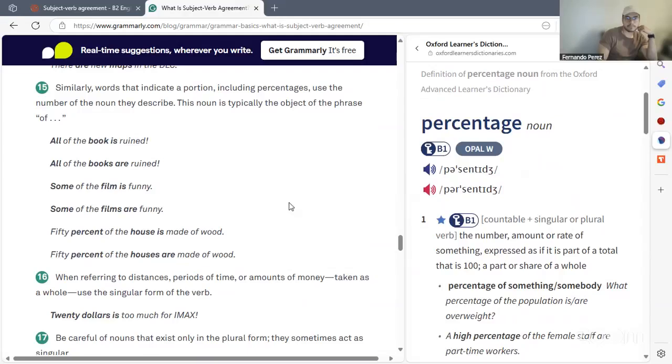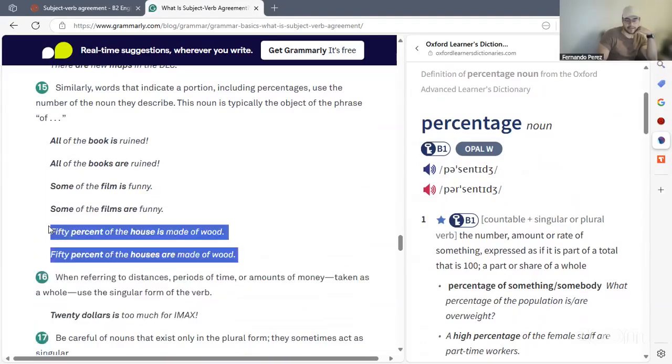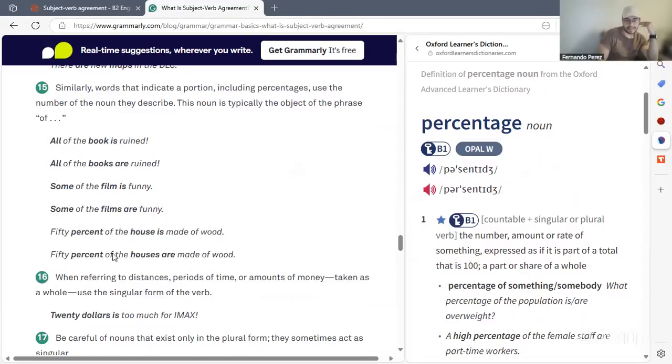All of the book is ruined. All of the books are ruined. Some of the film is funny. Some of the films are funny. 50% of the house is made of wood. 50% of the houses are made of wood. It's pretty clear in the last example, because we're talking about one house in this case and many houses in the other case.